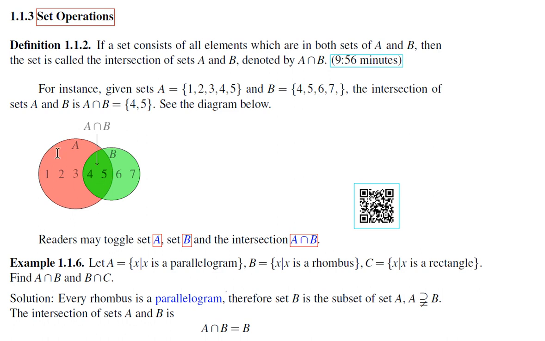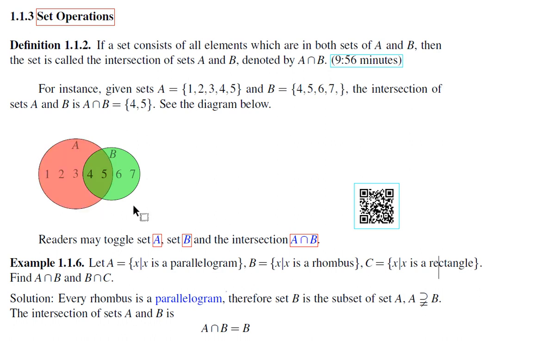Let's see how to use the graph toggling to explain the concept of intersections of two sets. We assume here we have a set A, which contains 1, 2, 3, 4, 5 elements. So we have a set B, which contains 4, 5, 6, 7 elements.